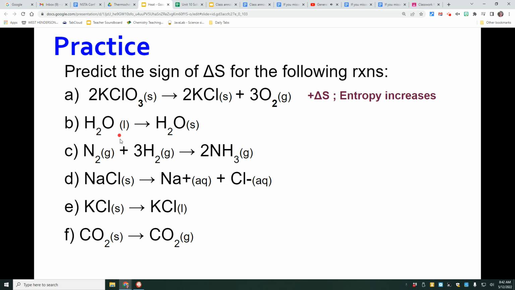All right, if we look at B, see if you can predict the sign here. All right, again, we can look at the states of matter here. We're going from a liquid to a solid. So we are headed towards particles that are moving around less. So we're actually headed to more order here. And if we're headed to more order, our entropy is decreasing and delta S is going to be negative. All right, if we look at C, see if you can predict the sign.